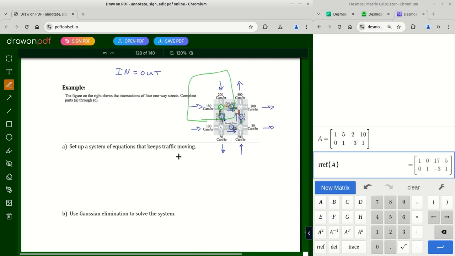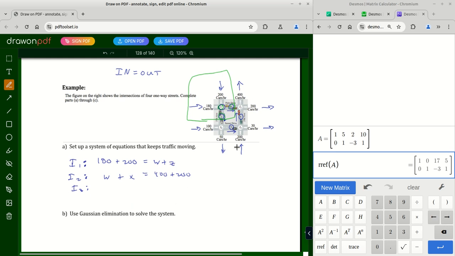So, it says set up a system of equations. So basically, intersection number 1, in equals out. Going into this intersection right here in the center, going in, I have the 180 and the 200. And then going out would be the W and the Z. Okay, so in equals out. Intersection number 2. So we're looking right here now. Going into it would be the W and the X. Going out of it would be the 400 and the 200.